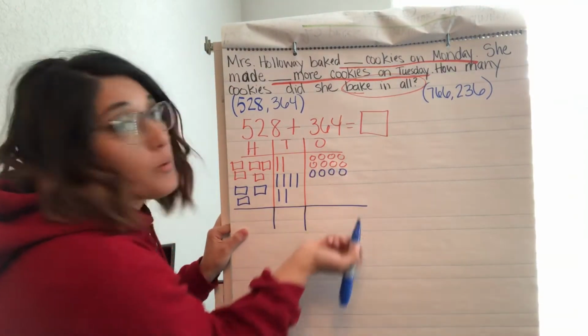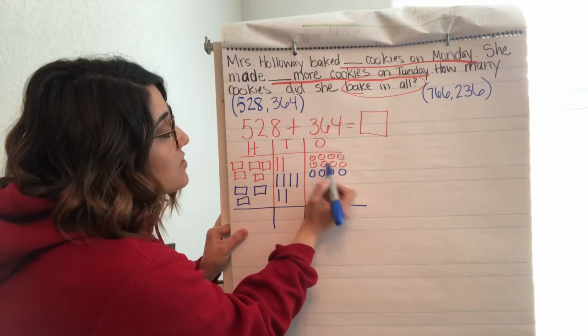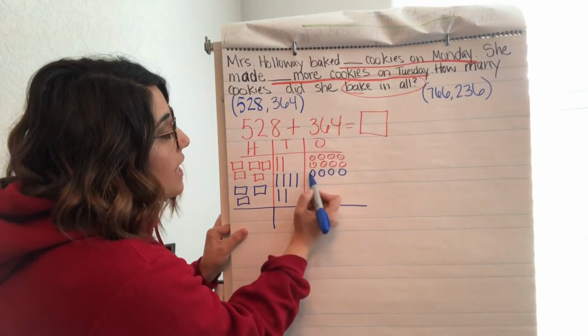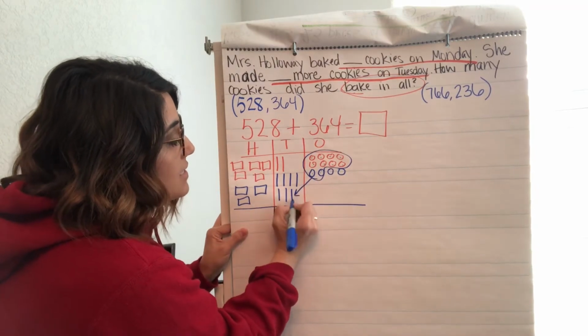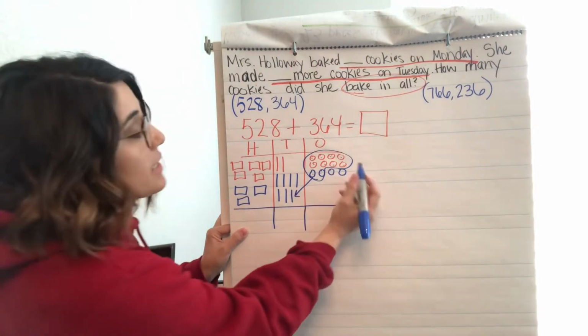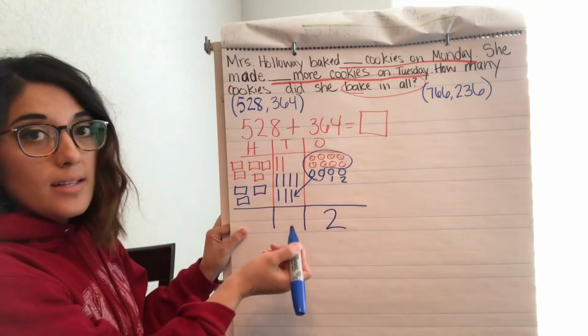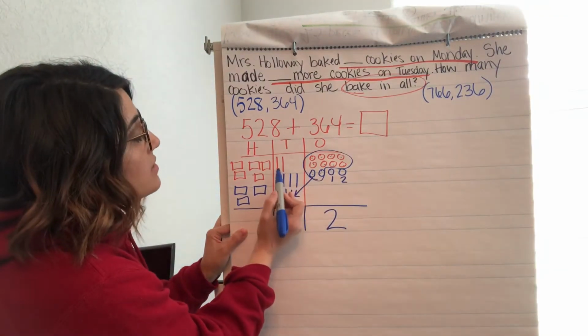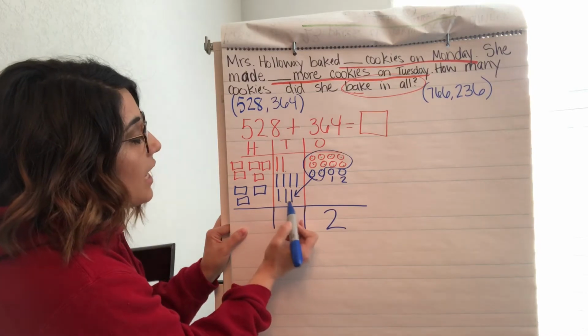So let's see if we can find 10. 1, 2, 3, 4, 5, 6, 7, 8, 9, 10. I'm gonna group all those up and I'm gonna make a 10 right here. Now I can add what's left in my ones place, which is 1, 2. And now I'm gonna count my tens. So let's count up our tens. 10, 20, 30, 40, 50, 60, 70, 80, 90.